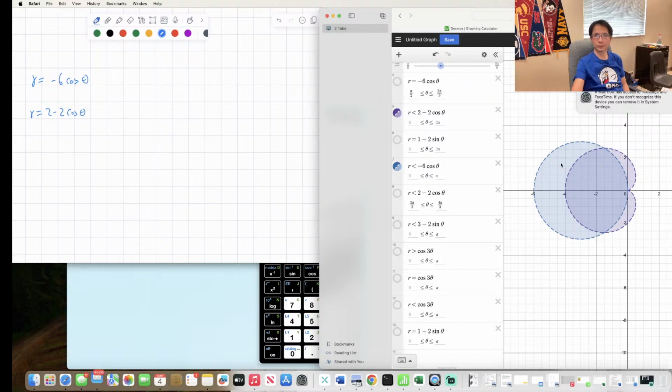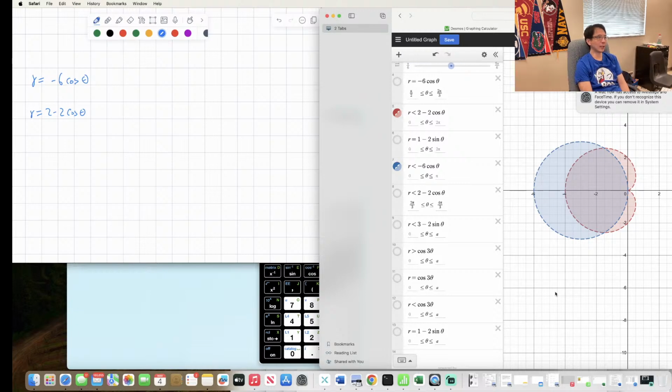What are the two functions? It's right on the left hand side. r equals 2 minus 2 cosine theta, and r equals -6 cosine theta. How do I make it move?